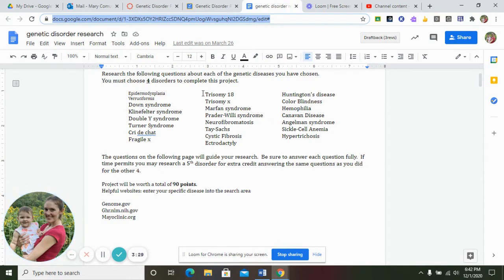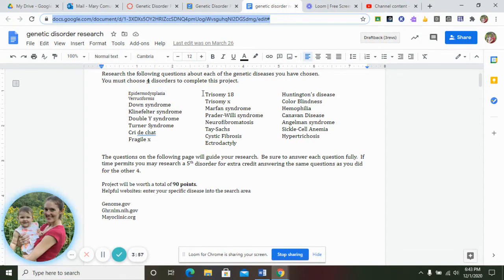Trisomy 18 up here at the top affects body development, slow growth before birth. Trisomy X affects females only. They have 3 X's instead of just 2. Marfan syndrome is abnormally long and thin fingers, and they also have some optical defects, which may lead to some eye issues. Prader-Willi syndrome is a complex condition that affects many parts of the body.